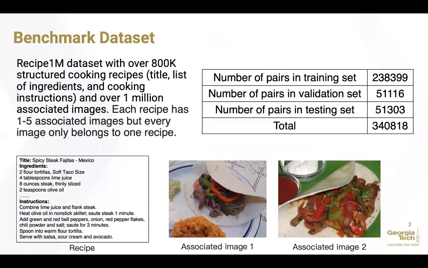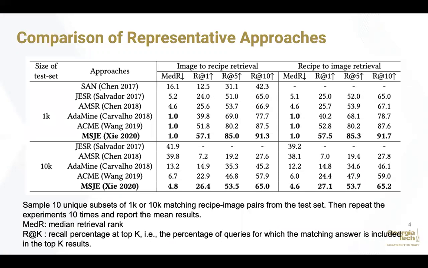The benchmark dataset used in this work is the Recipe1M dataset. A recipe example and the two associated food images are listed below. We can see that a cooking recipe consists of a title, a list of ingredients, and the cooking instructions. Following pre-processing in existing works, duplicated recipes and recipes without images are filtered out, and the remaining are split into training, validation, and testing sets. The accuracy results of the existing works on the Recipe1M dataset are reported in this table.